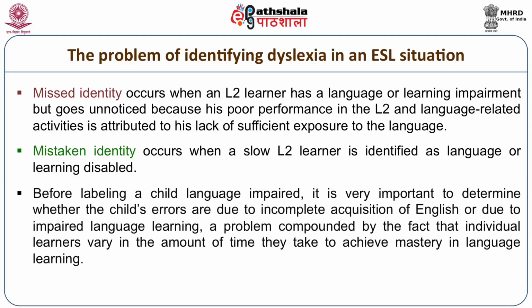Therefore, before labeling a child as SLI or dyslexic, it is very important to determine whether the child's errors are due to incomplete acquisition of English or due to language impairment. And this is not an easy task, given that there are so many factors involved. There is individual difference in the time taken to master a language. There is the amount of exposure that the child has to a language. There is the question of the input rich environment. All of these have to be taken into account.